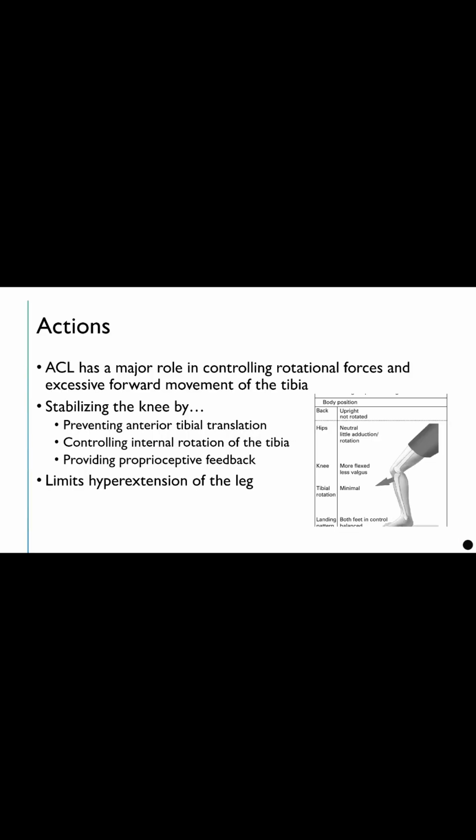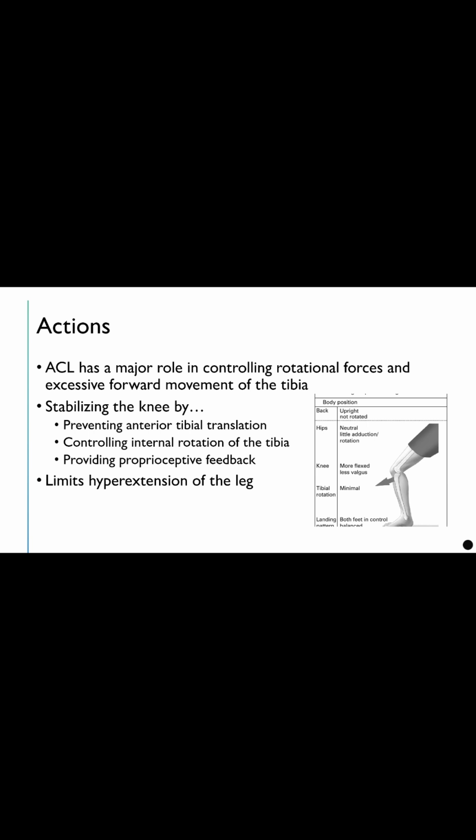Next, we will be showing you the actions of the ACL. The ACL's primary function and action is to stabilize the knee by preventing the tibia from sliding forward towards the femur. This action of the ACL is especially important with activities that include running, sudden stops, or jumping. Without the ACL, the knee would not be able to support the lower body during these actions.